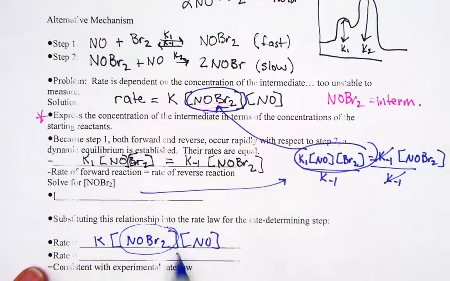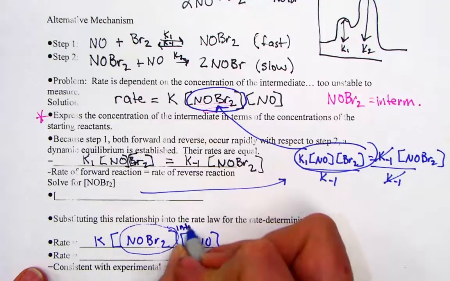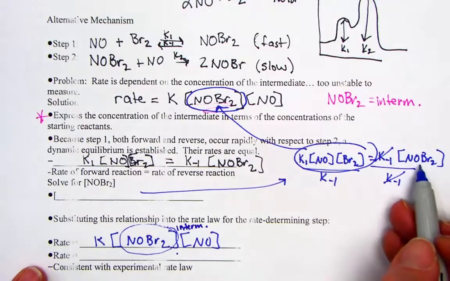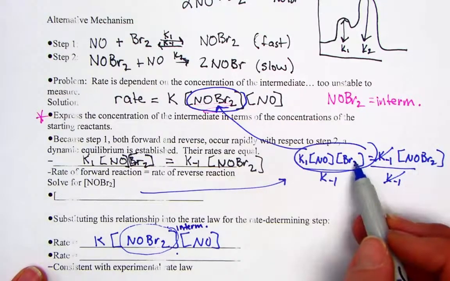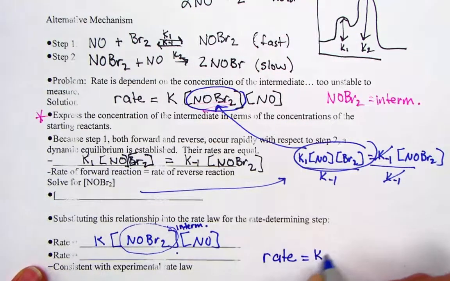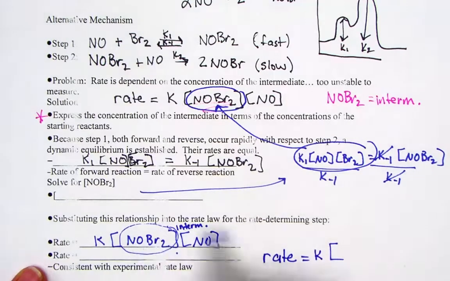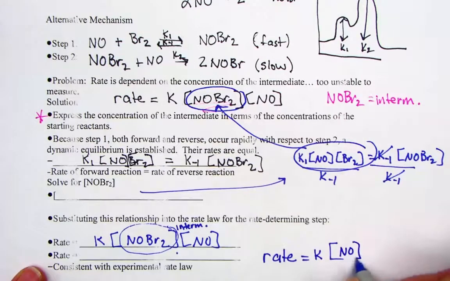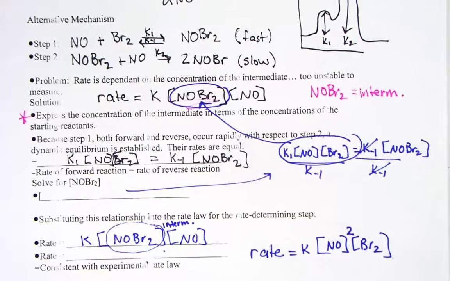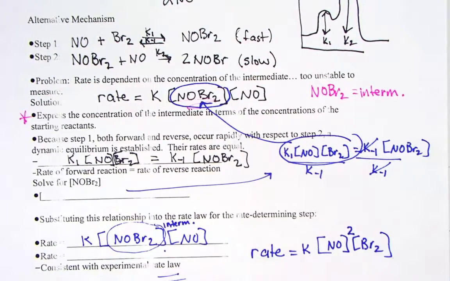We want to get rid of this NOBr2 because it's an intermediate. The process we used was subbing in the equivalent value for NOBr2 in terms of the original reactants. I'll write that here: rate is equal to K, and instead of writing NOBr2, we'll write what we solved for, NO and Br2. And remember, we still have another bracket of NO over here, so it's second order with respect to NO. This, my friends, does indeed match the observed rate law for this particular equation.